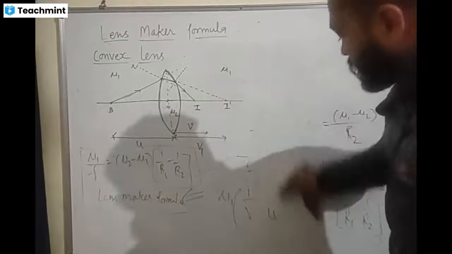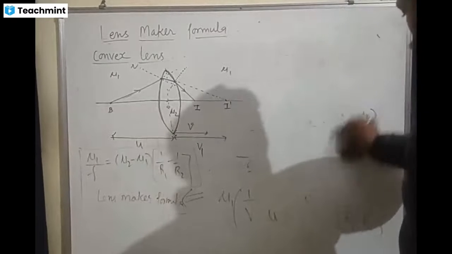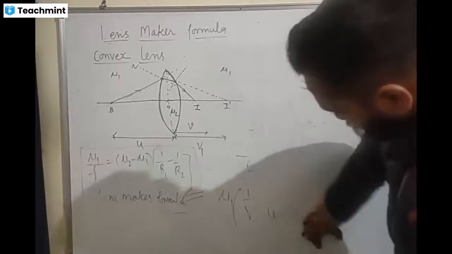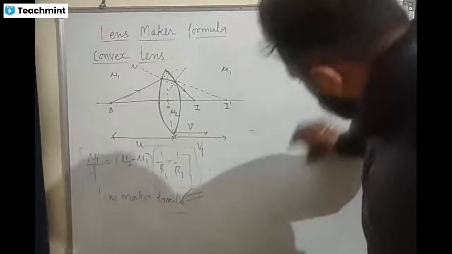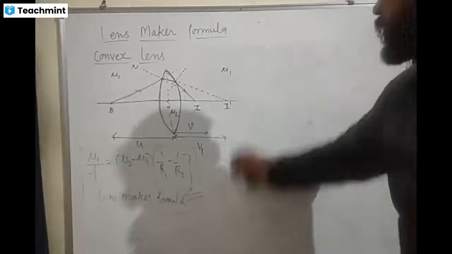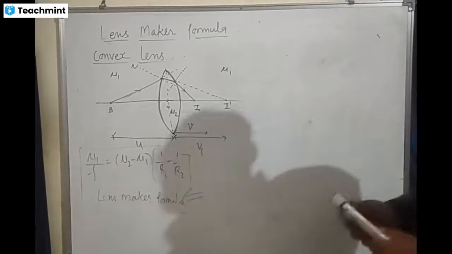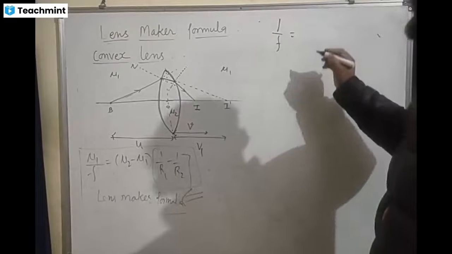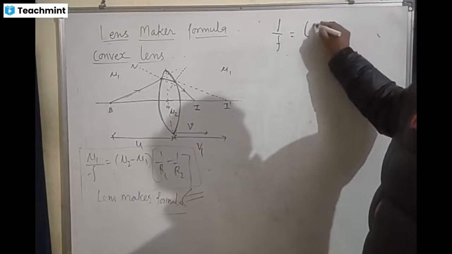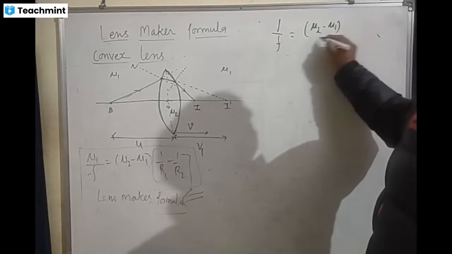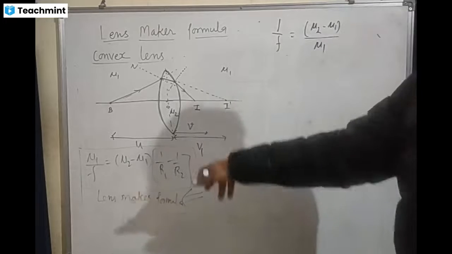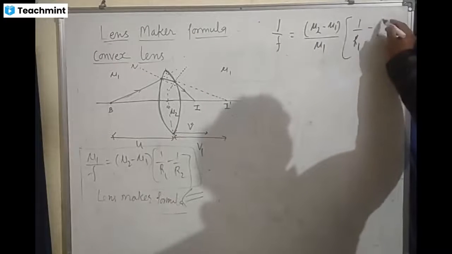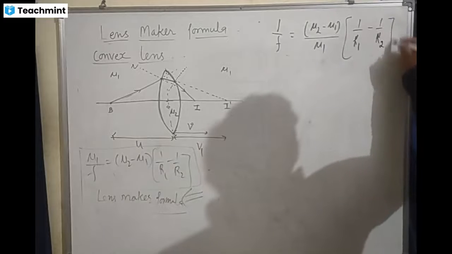If you want to write it in different forms, how can we write it? Let's see. Okay, so this is the final formula, or I can write it as 1 upon f equals mu2 minus mu1 upon mu1. I have placed this mu1 in the denominator, times 1 upon r1 minus 1 upon r2.